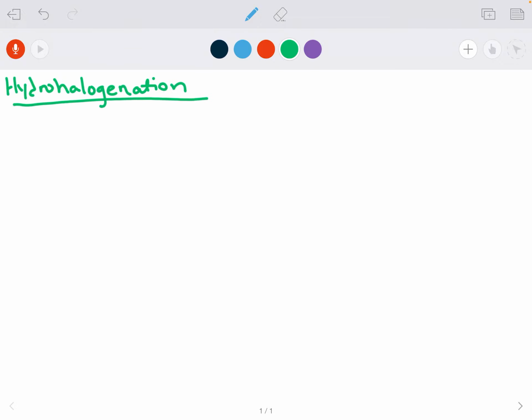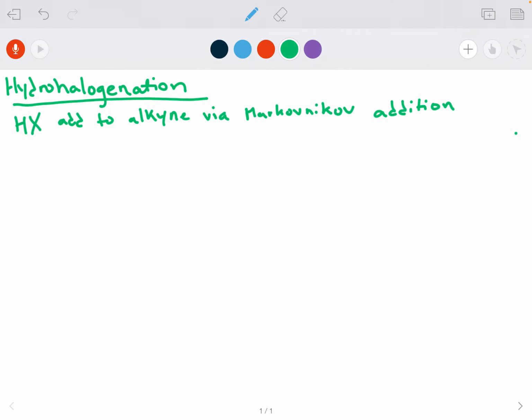In the hydrohalogenation, you will have either HCl, HBr, or HI, so HX here for general. It will add to the alkyne via a Markovnikov addition. Markovnikov meaning the halogen will add to the more substituted position.